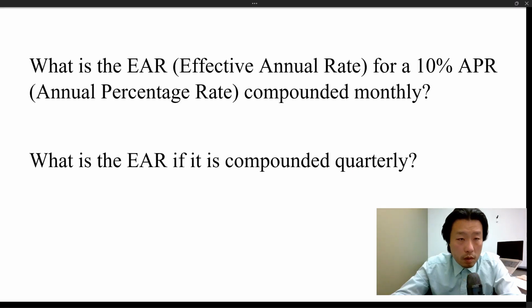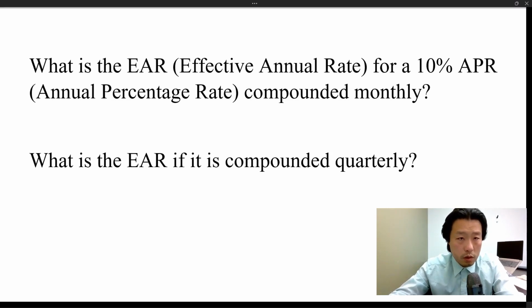Let's work on the EAR and the APR today. The EAR is also called the effective annual rate. It is the actual interest you got over the year. The APR is also called the annual percentage rate. It is the quoted interest rate by financial institutions.